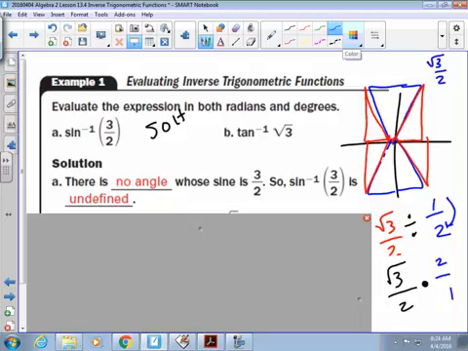Remember, anytime you multiply the same thing by each other, that's the same at the bottom and at the top, you can cancel it out. So 2 cancels out 2. And what you're left with is the square root of 3 over 1, or simply the square root of 3.